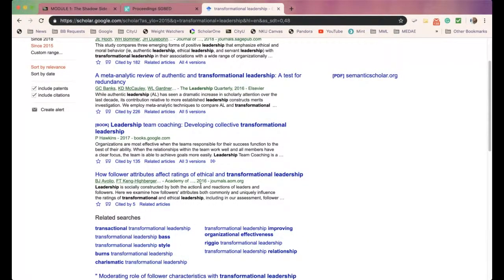So this article here came out in 2016, and it's only been cited by five people. I'd probably say that these authors aren't as relevant in the field, or this article isn't very relevant in the field because it's not very well cited.